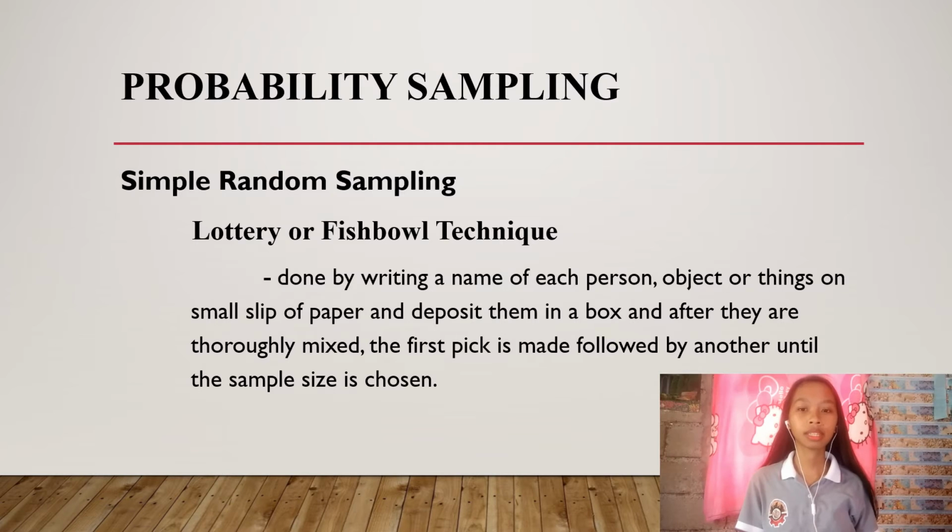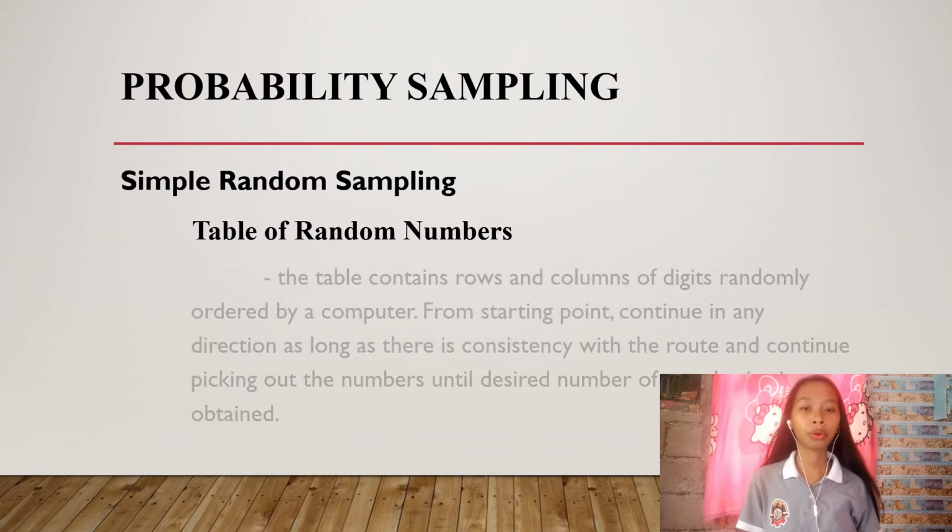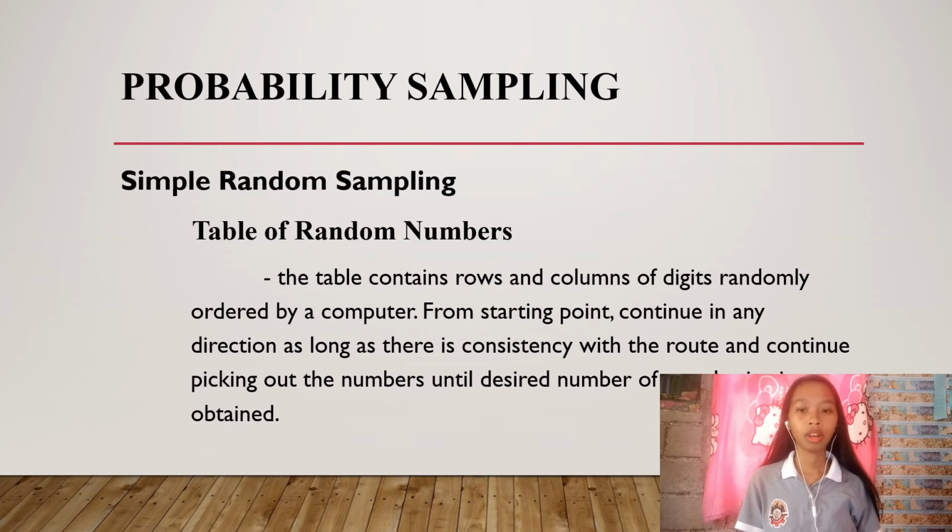The second one is the table of random numbers. The table contains rows and columns of digits, randomly ordered by a computer. From a starting point, continue in any direction as long as there is consistency with the routine, and continue picking out the numbers until the desired sample size is obtained.